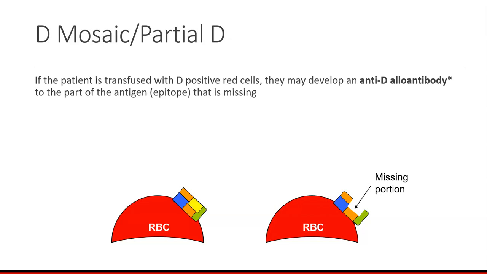So let's look at the red cell on the left. We see a full complement of D. The entire D antigen is present on the red cell. If you look at the picture on the right, this individual is missing a piece of the D antigen. And if they are transfused with normal D positive blood, they may make an antibody against the piece they are missing, but it looks just like an anti-D.